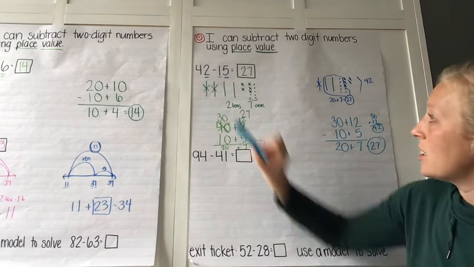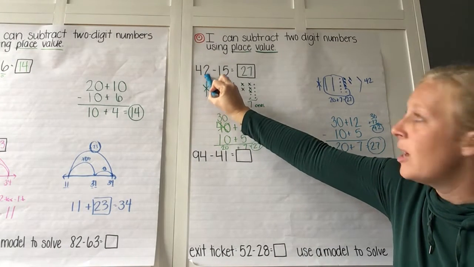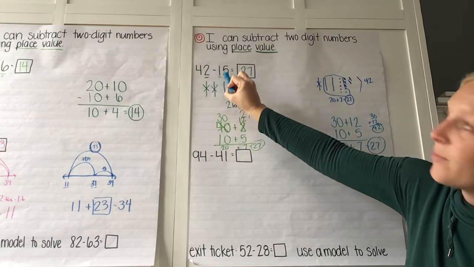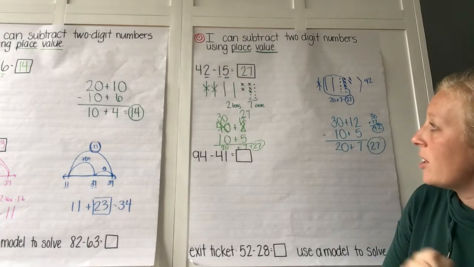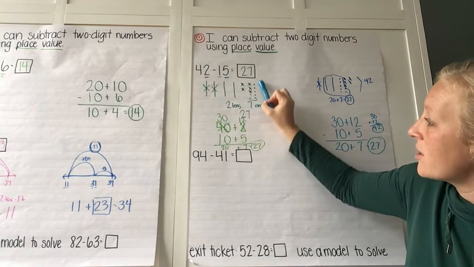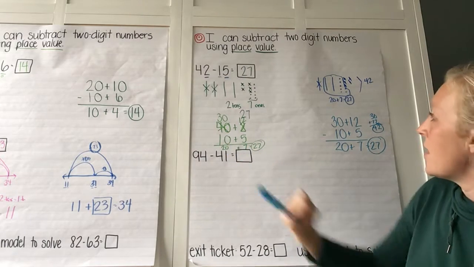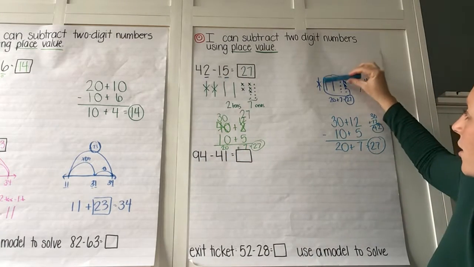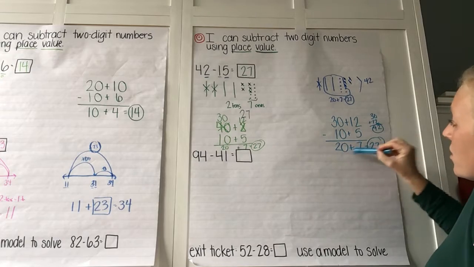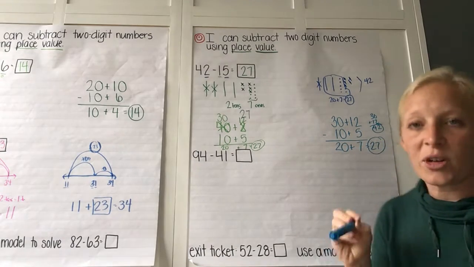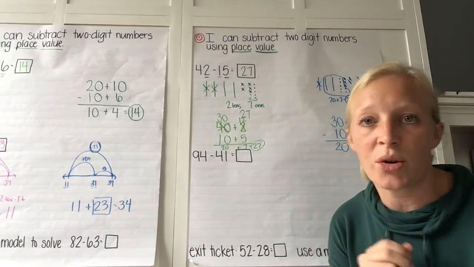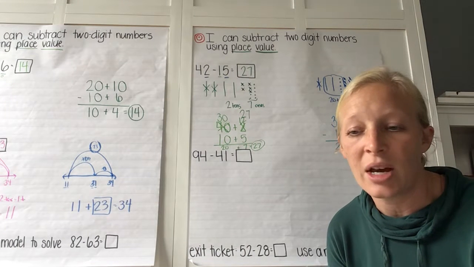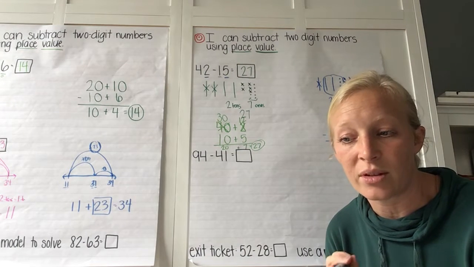As long as you still have your 42, and you're taking away 15, and you're able to show where the unknown is. Our 2 10s are 7 1s. 2 10s, 7 1s. And the same thing is true over here. Our 2 10s and 7 1s. Every one of these ways shows how we're showing 42, take away 15 equals blank.